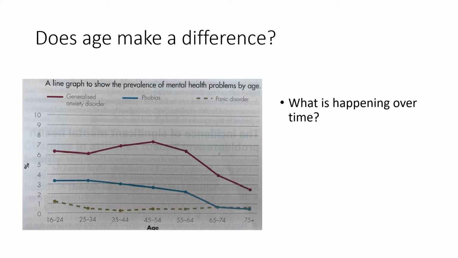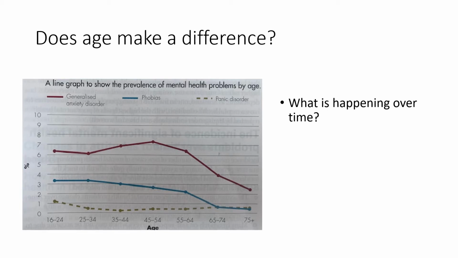What's really interesting is you can see how these change as people's lifetimes go on. So the really important one to have a look at, because it's got the biggest kind of change in the lifetime, is this generalised anxiety disorder.